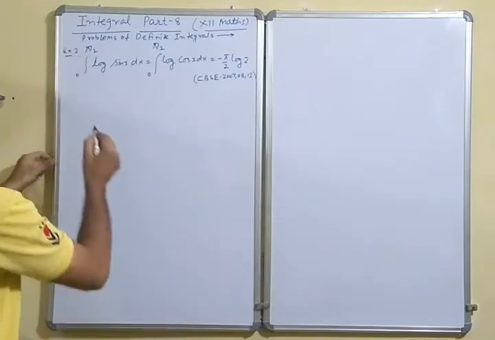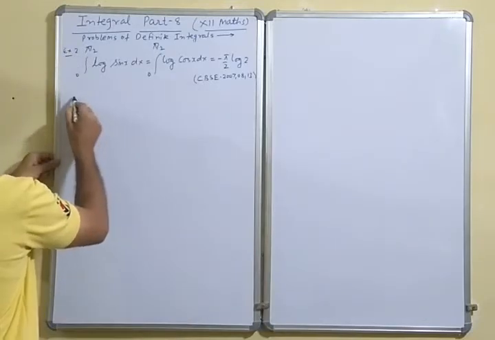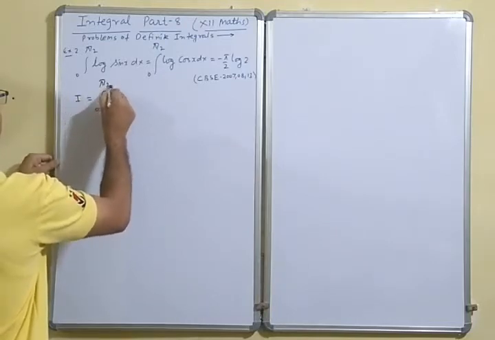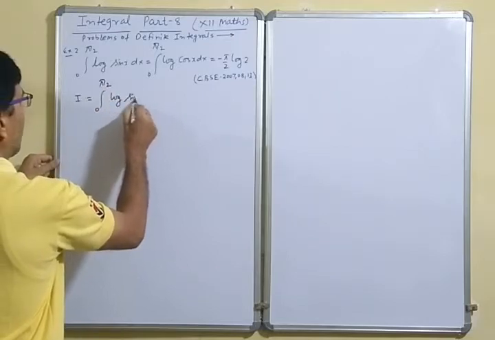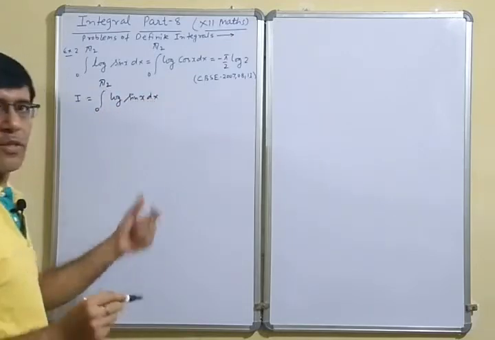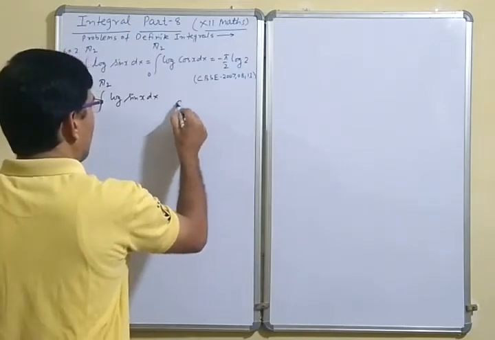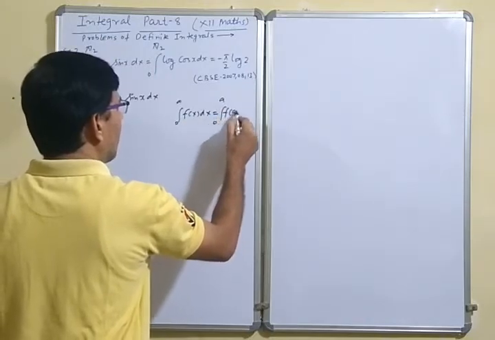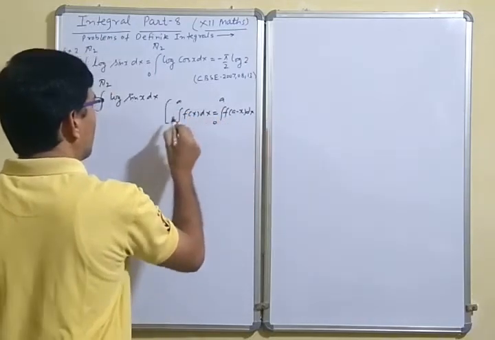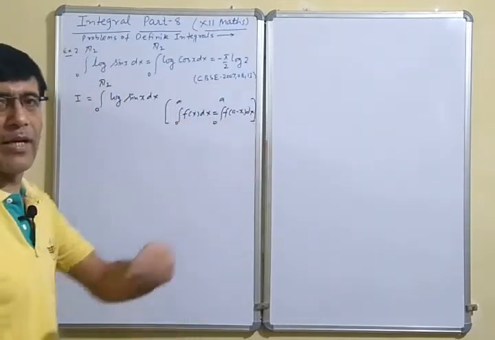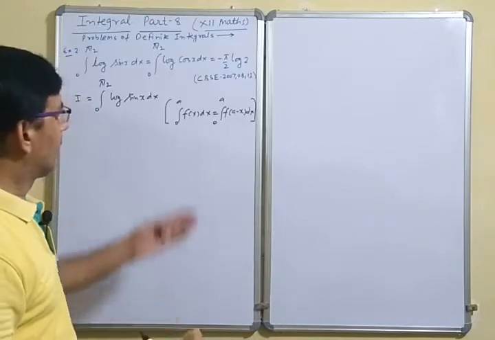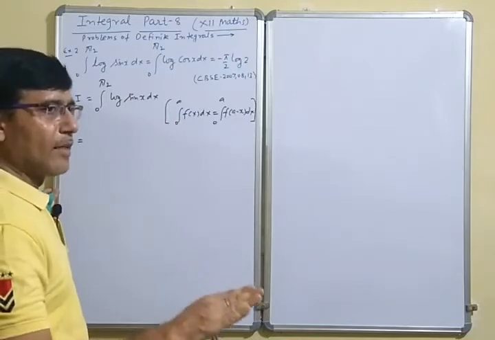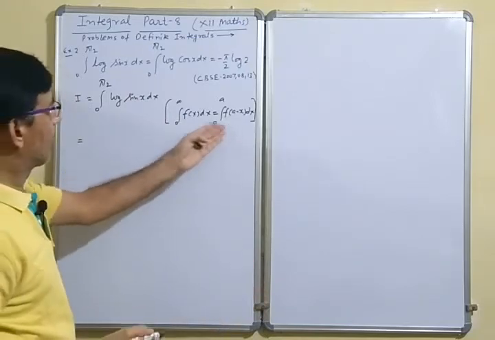Now let us see this question, which we have to prove. Let I be equal to integral 0 to pi by 2 of log sin x dx. Now here we will use the property integral 0 to a of f(x) dx is equal to integral 0 to a of f(a minus x) dx. Whenever we use any property, it is better to write it on the right side, so that it is clear which property we have used. Always write the property.